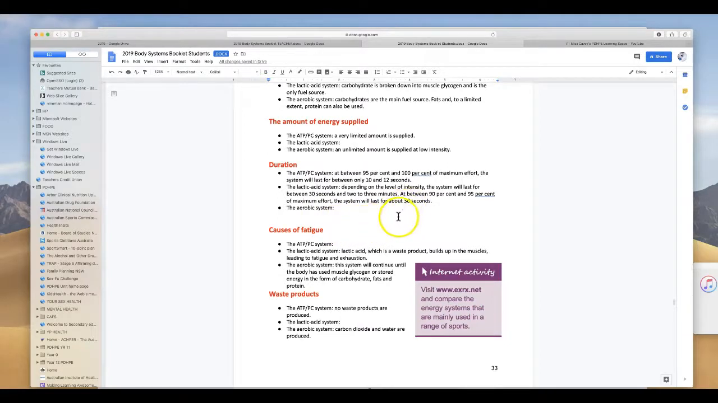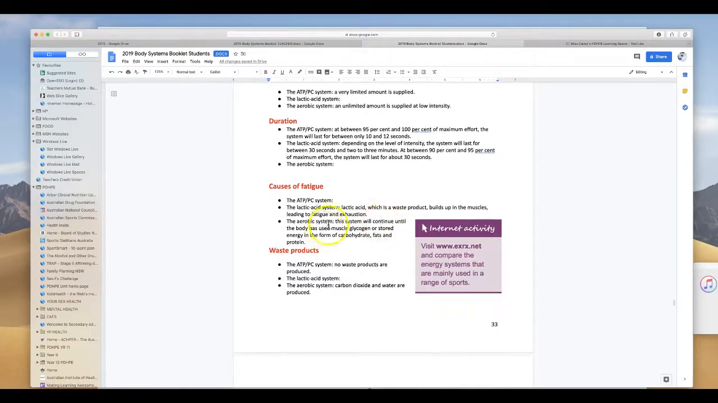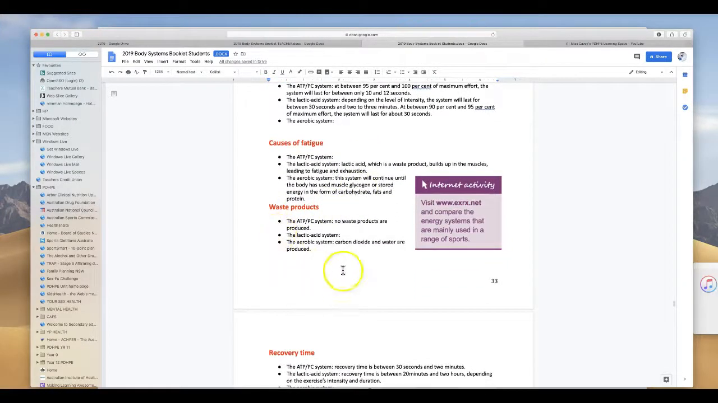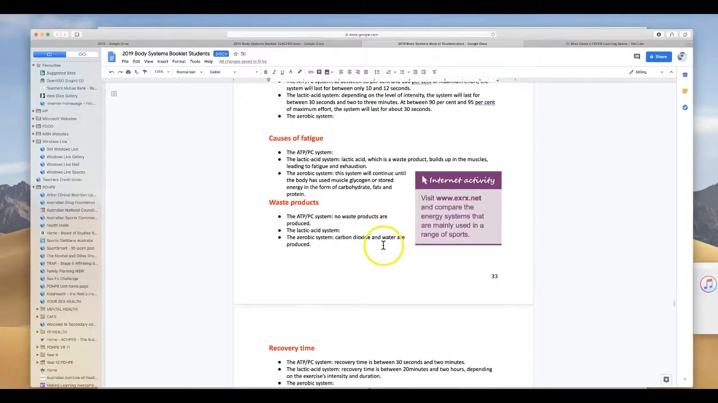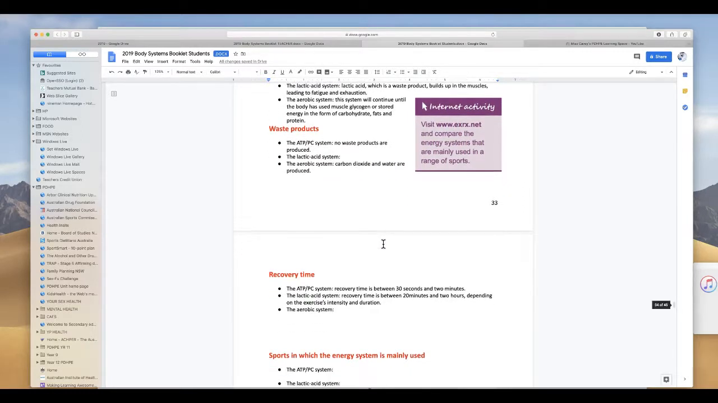So think about a 200-meter sprint, or even maybe a 400-meter sprint. The cause of fatigue, it says, is a buildup of lactic acid. And what is the waste product? I've just given you a hint there with what I've just said. So I want you to write down what you think the waste product is of lactic acid. You can always go back and watch the video again.